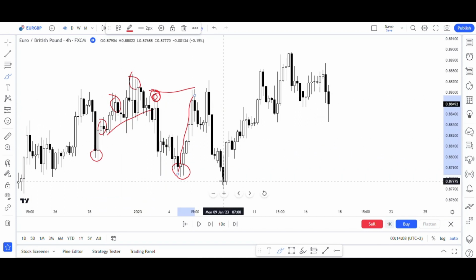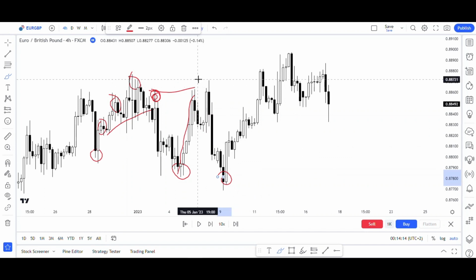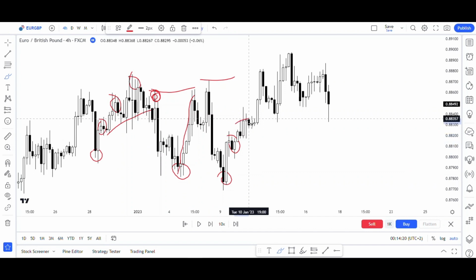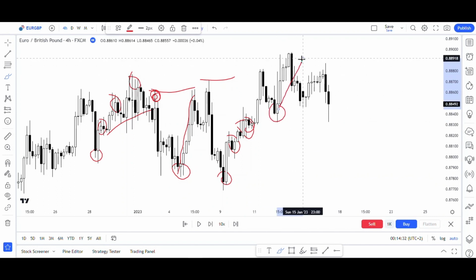For example, this move here, this is a belly, and it made a higher high. As you can see, this last high here, it made a higher high with small candles. The move was not so strong. And here we have another belly right here, and the move was so strong. Okay, so that move was made by impulsive moves.